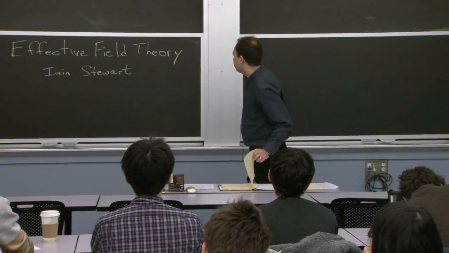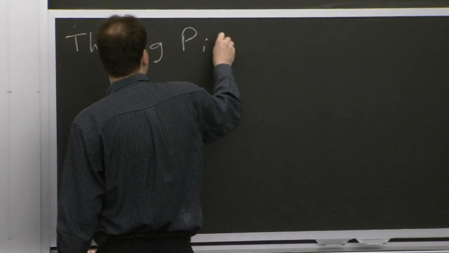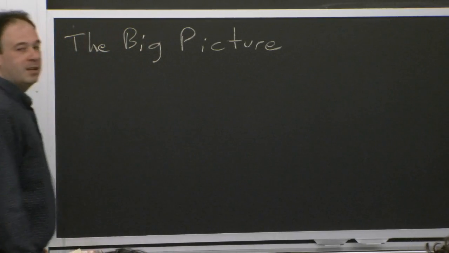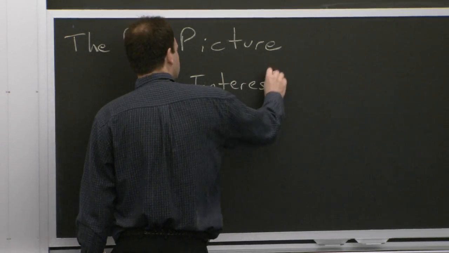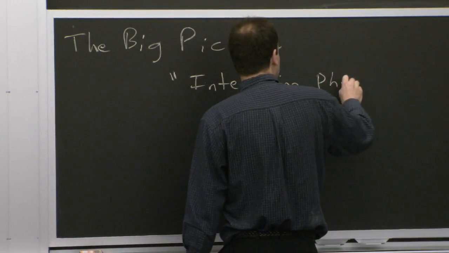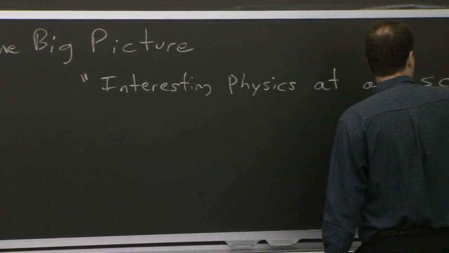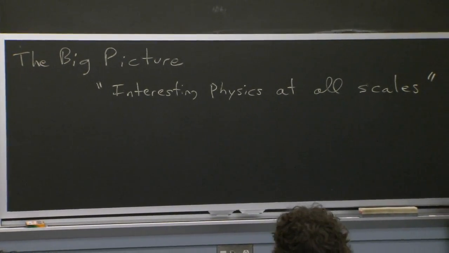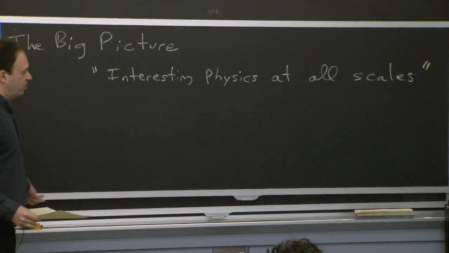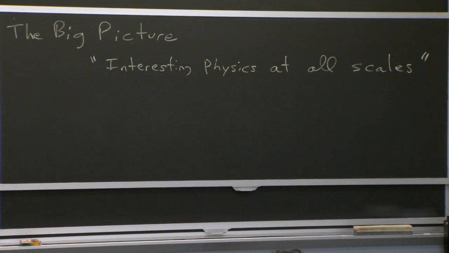All right, so let's start with the big picture. I like to say that the big picture is that there's interesting physics at all scales. What effective field theory lets you do is tease out this interesting physics at all scales. In particular, you can focus on a particular scale and find the interesting physics there using the tools of effective field theory.